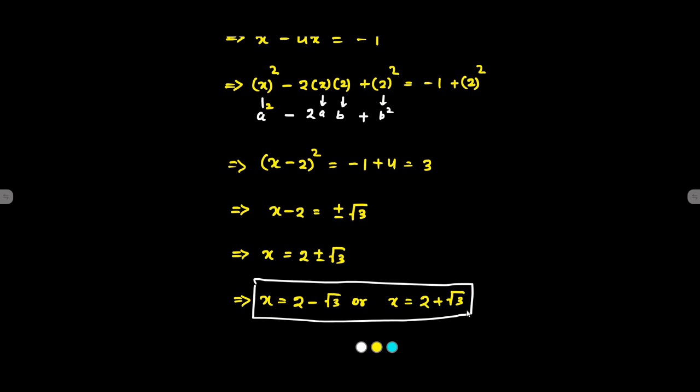Okay, 2 minus root 3 or 2 plus root 3. These are the two possible values of x. Same process which we have done in the previous questions also.